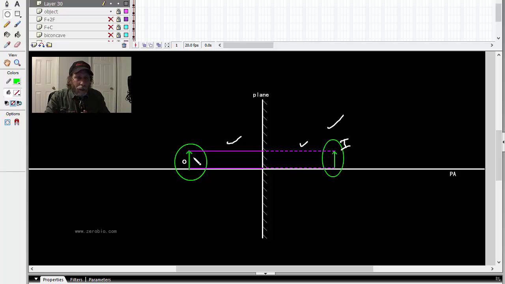Now, one way that you can tell a virtual image in ray diagrams like this is if the image is formed by dotted lines or the intersection of dotted lines. And we'll see a bunch of that in a little bit. Okay, so let's carry on. That's the idea of a ray diagram.